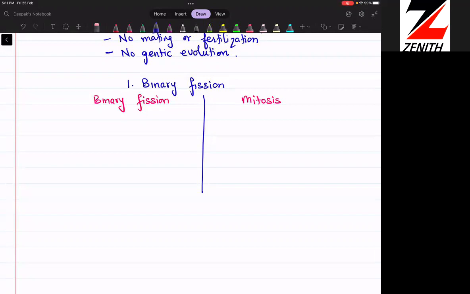So both of them are more or less the same, but there has to be some difference, right? So 2 marks question, what's the difference between binary fission and mitosis? I'm waiting. Kirti, Aditi, Arohi, Abhiraj. Let's see who answers first.